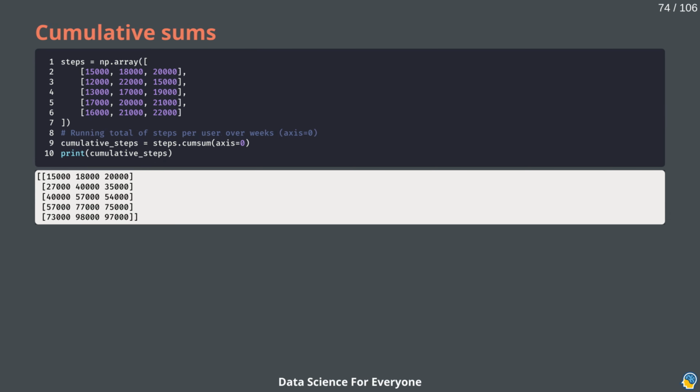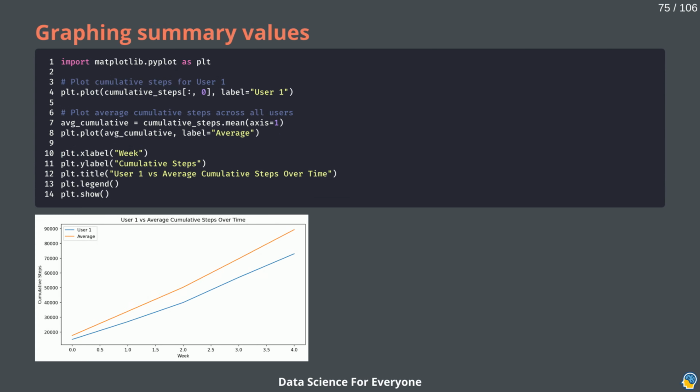The cumsum method shows the running total over time. If we set axis equals to 0, we get the total steps each user has taken up to each week. This gives us a clear picture of progress over time. Visuals are powerful. For example, plotting a user's cumulative steps alongside the average of all users can quickly show how their activity compares. These summaries make trends easier to understand at a glance.